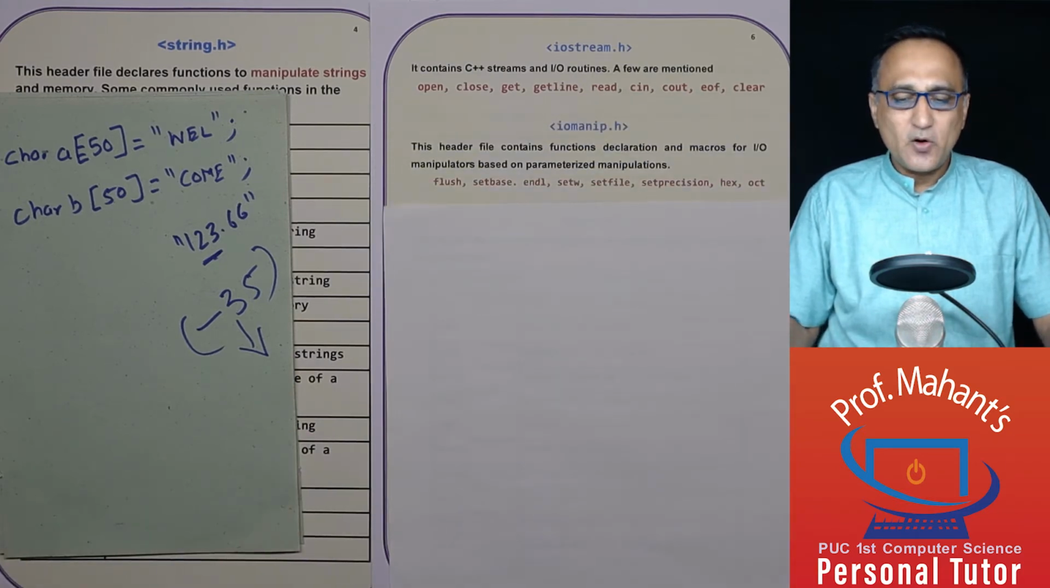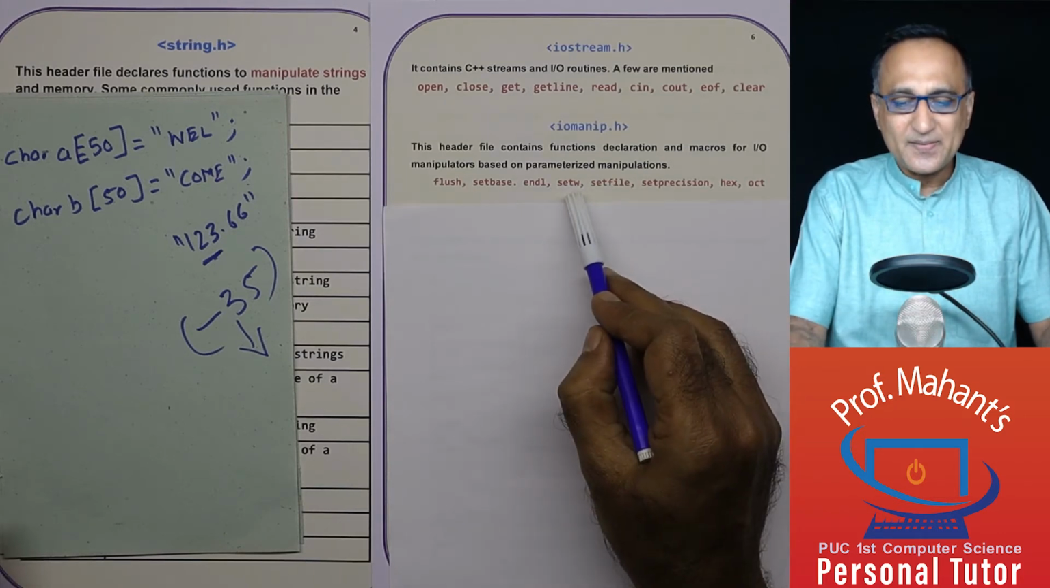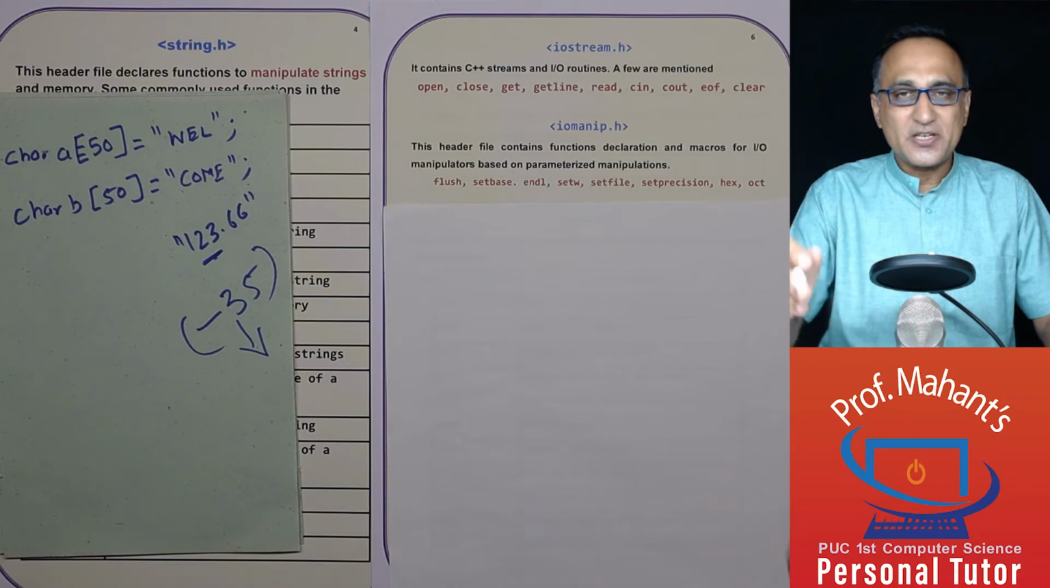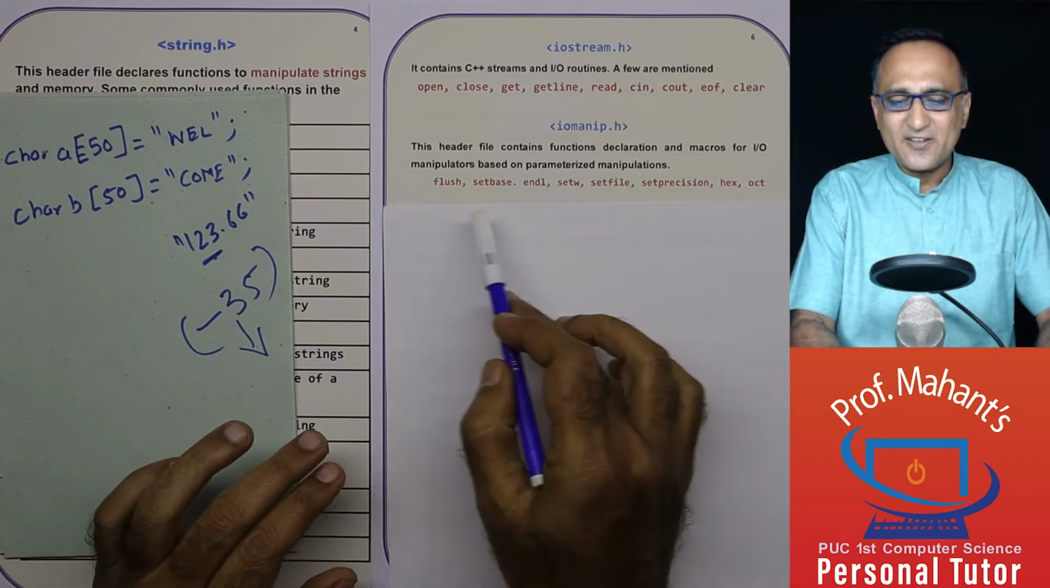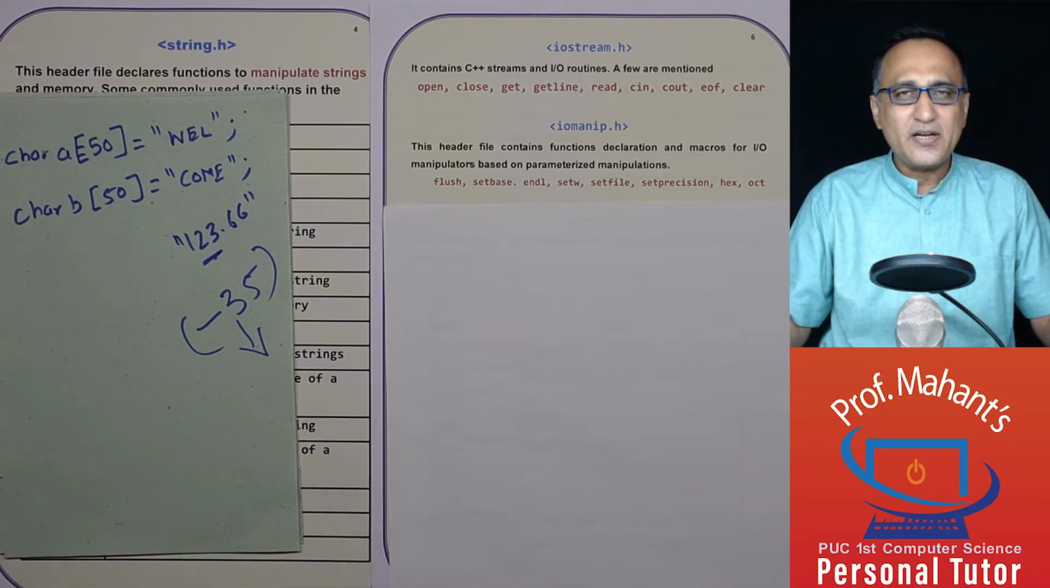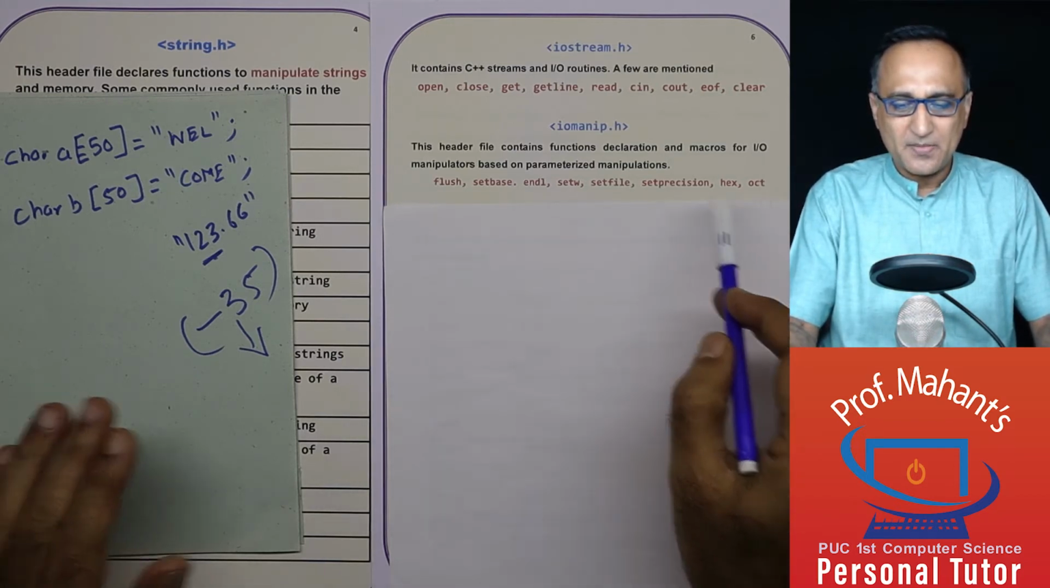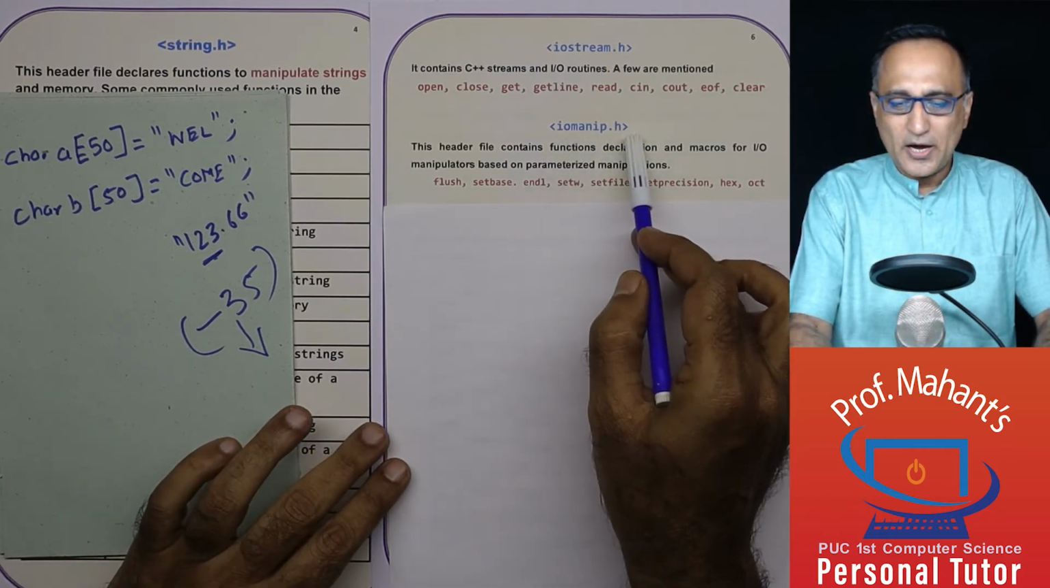iomanip, the only two functions you have commonly used are setw, set width, and endl, end line, to generate a new line. The other functions you will get to use as and when you really encounter them. No need to remember them. Just remember that there is a file called iomanip.